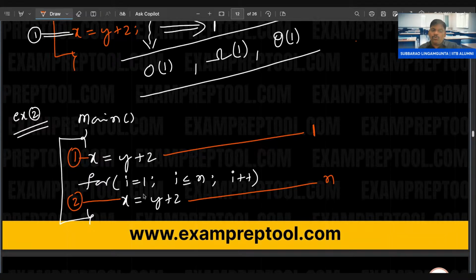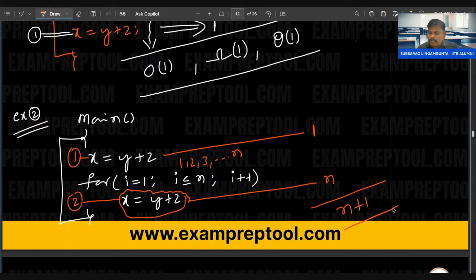When i is equal to 1, the statement will execute. i is equal to 2 also, this statement will execute. 1 executes, 2 executes, 3 executes, and so on. i is equal to n also executes. Whenever i becomes n plus 1, the condition fails and you come out. So the first statement's order of magnitude is 1, the second statement's order of magnitude is n, so the overall program order of magnitude is n plus 1.